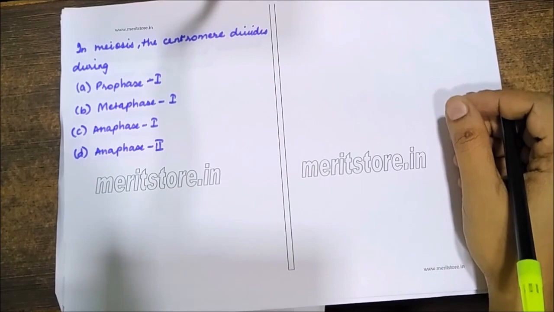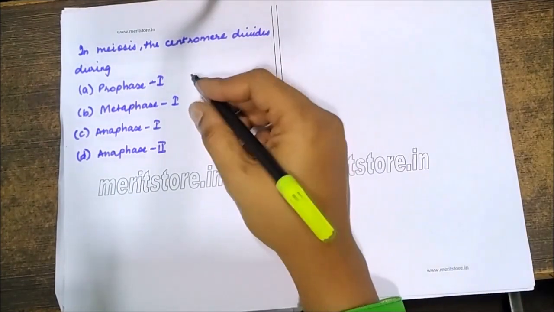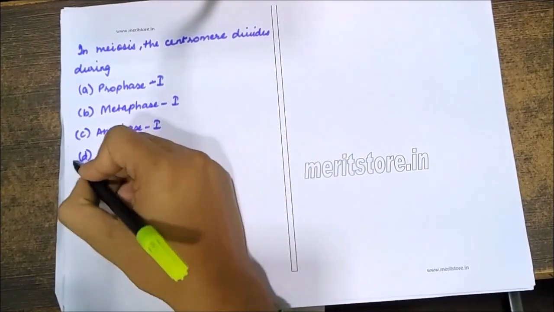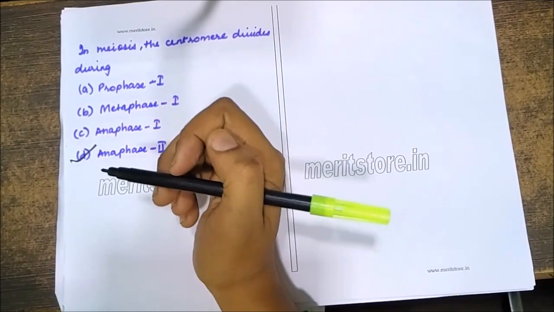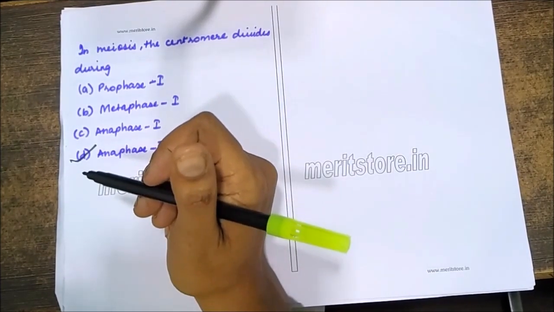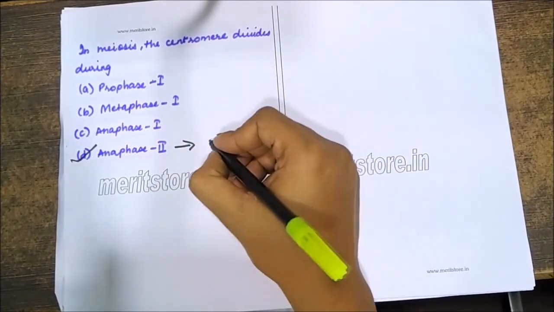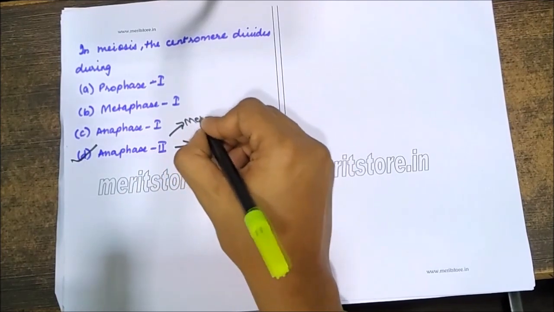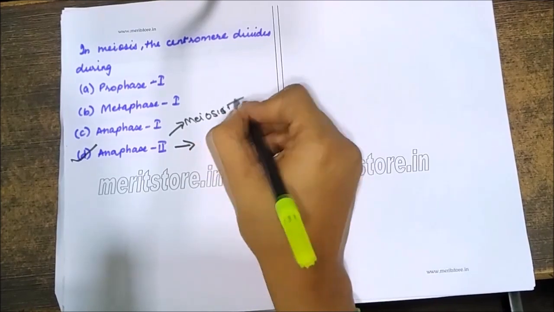In meiosis, the centromere divides during. Is it during prophase 1? No. Metaphase 1, anaphase 1 or anaphase 2. The correct option is anaphase 2. Okay. See, in meiosis 2, the equatorial centromere divides and the chromatids move towards opposite poles. So anaphase 2 is a part of meiosis 2. It's one of the stages of meiosis 2.